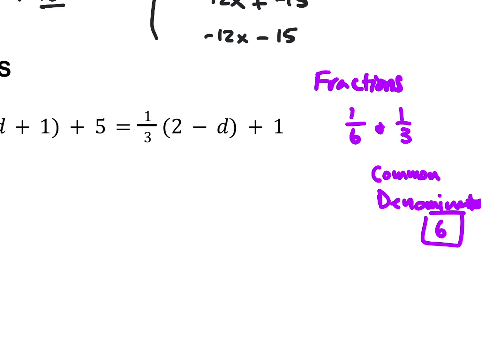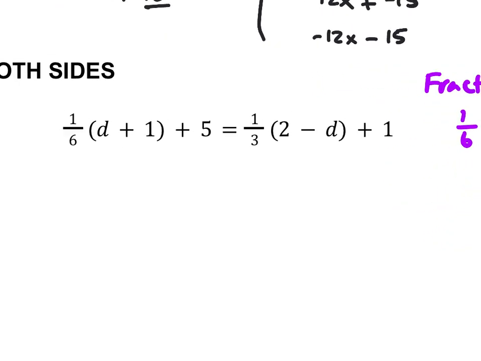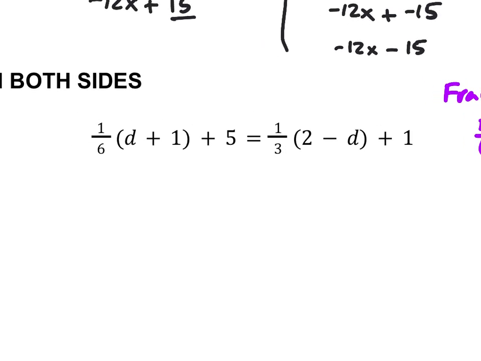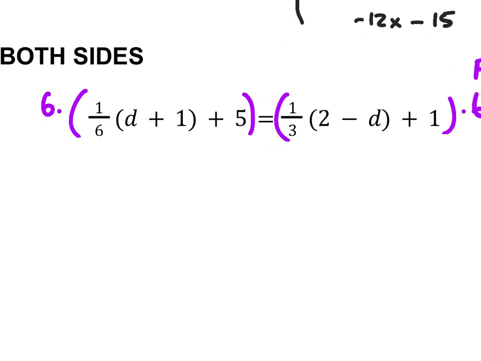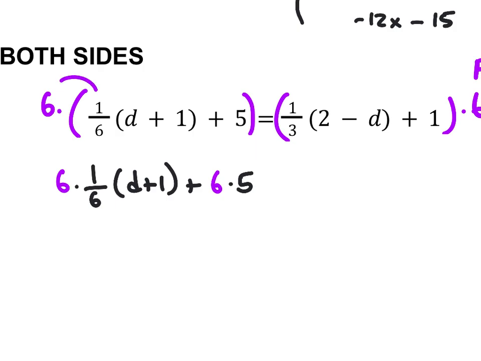Now, the reason why I want to find my common denominator right off the bat is that I can multiply everything in the left side of this equation by my common denominator here and here, okay? And when I do that, I want you to see what happens, all right? What happens is I do this. I do 6 times 1 over 6 times d plus 1 plus 6 times 5, okay? You have to distribute that 6 into each of these terms.